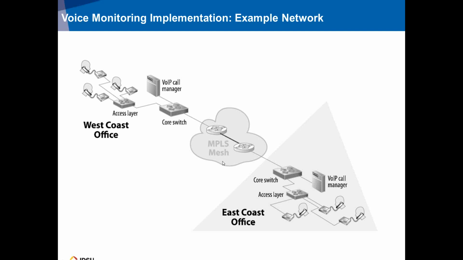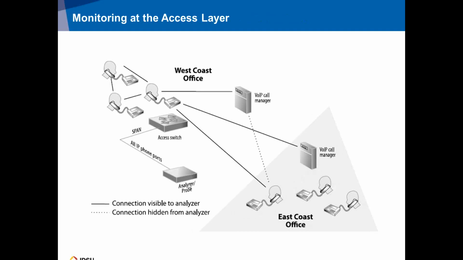So what we have here is first option, we're really looking into the access layer. So this would be a scenario where your analyzer, your probe, your GigaStor is receiving span data from your access switch, which is spanning out all of your IP phone ports, perhaps your entire voice VLAN. What you're then getting visibility of is basically all the traffic from those phones. What you're not seeing is any traffic from any remote site to your local call manager. That's hidden from your analyzer.